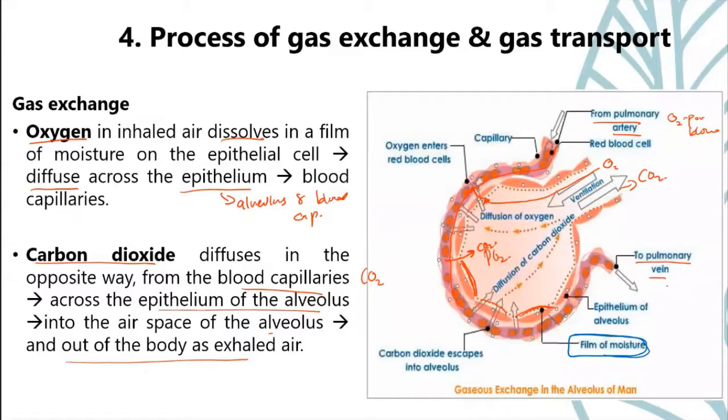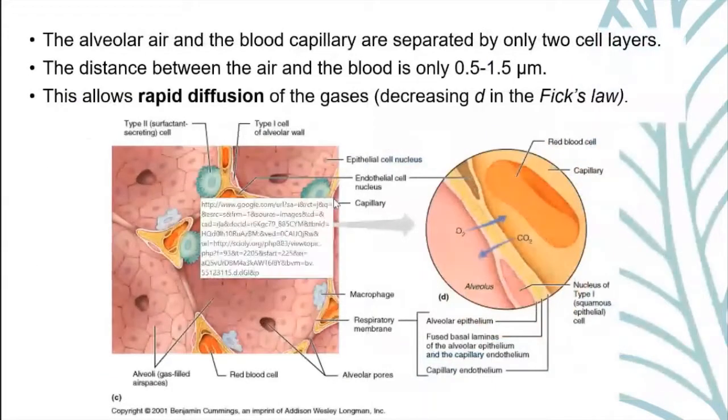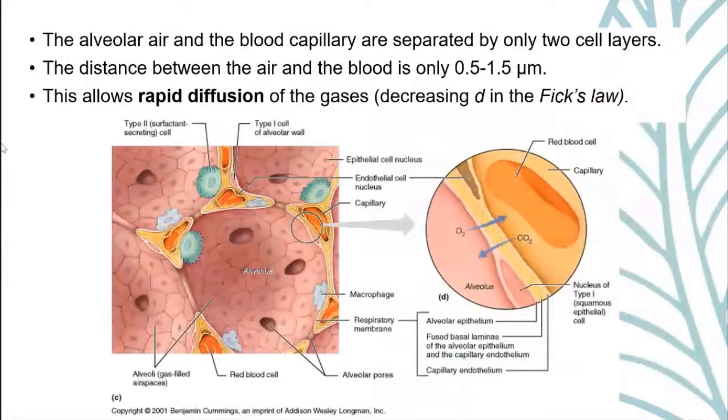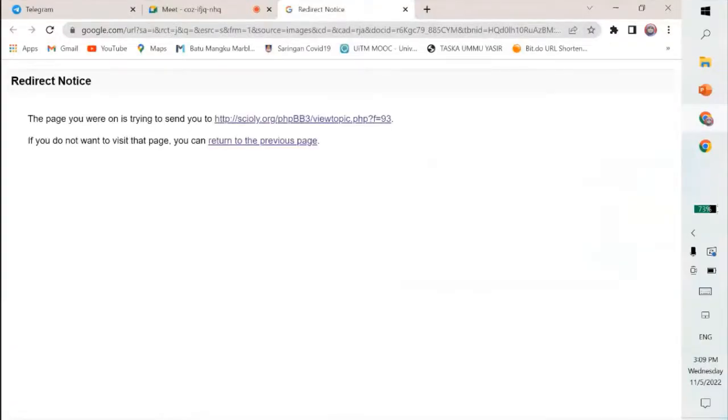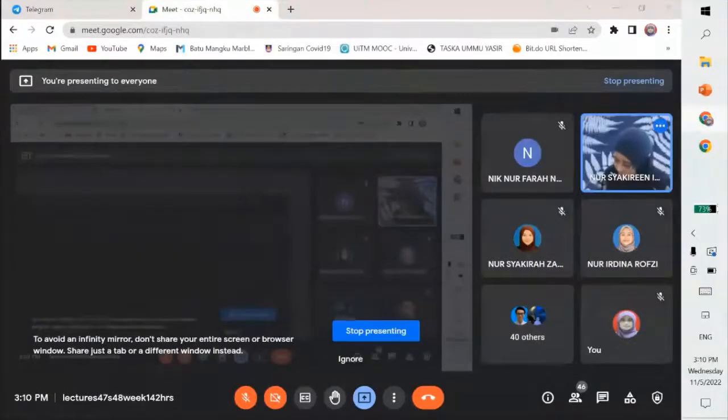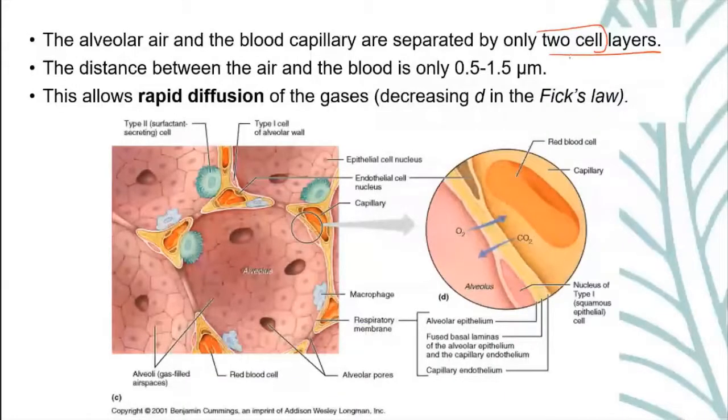So pulmonary vein, it carries oxygen rich blood back to the heart. Okay, so the alveolar air and the blood capillaries are separated by two cell layers. Why two cell layers? One is the one cell thick wall of the alveolus, and the blood vessels surrounding the alveolus are also one cell thick. So two layers.